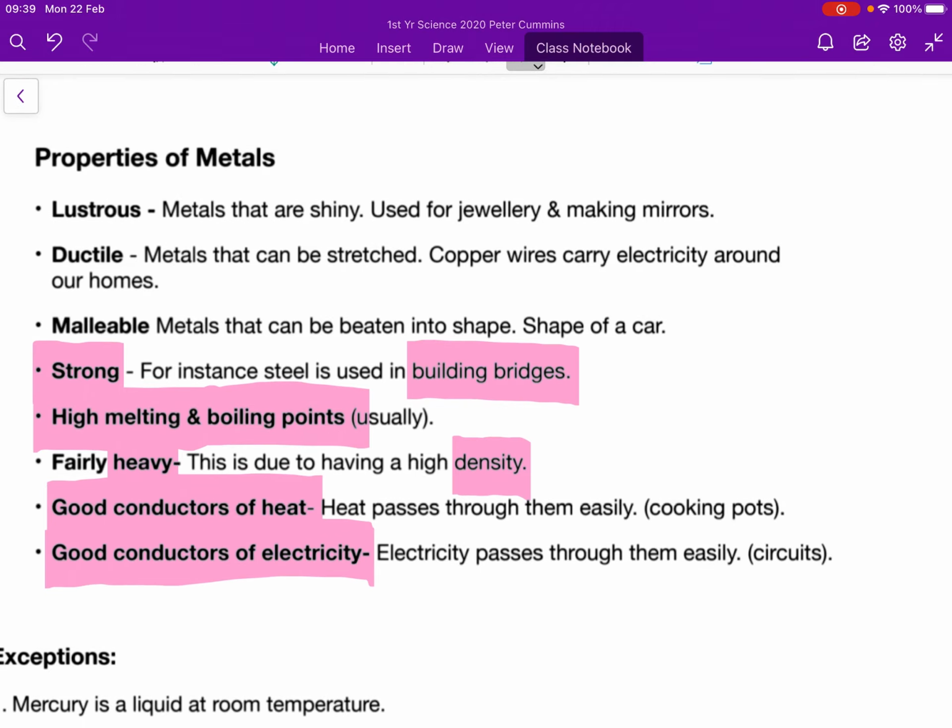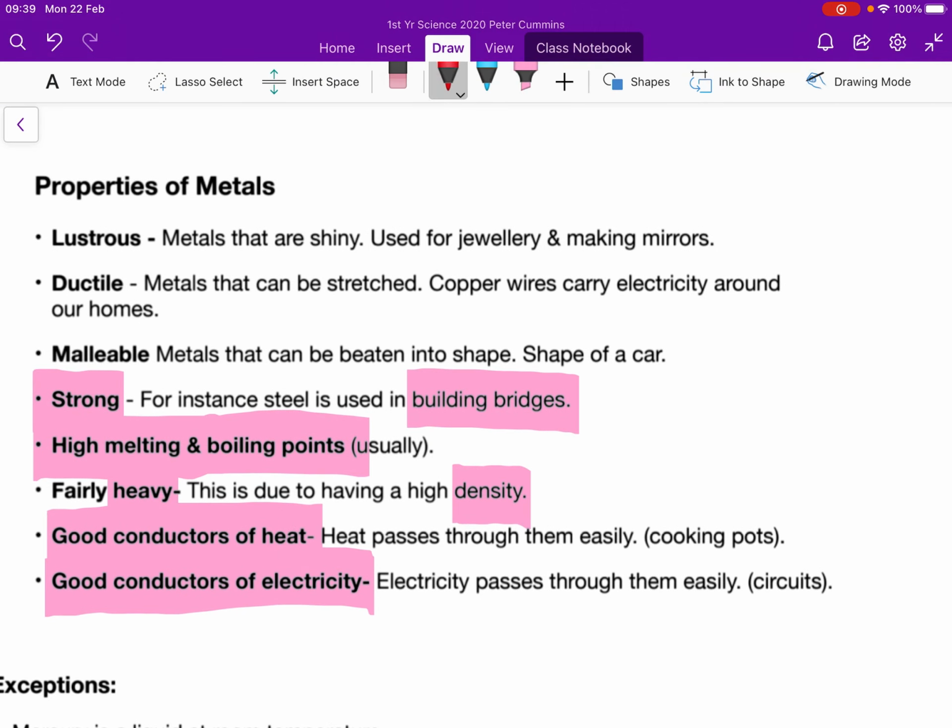Now, these three are a different level altogether. These are words that we haven't heard before, but you know what they mean, even though they've put these fancy science words. So we have 3 words to remember, 3 key words. Number 1 is lustrous, 2 is ductile, and 3 is malleable.